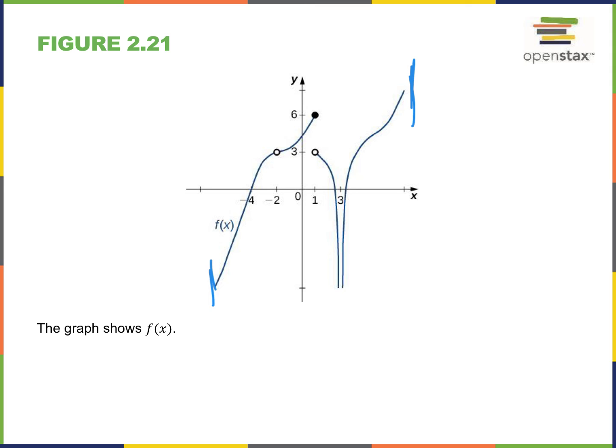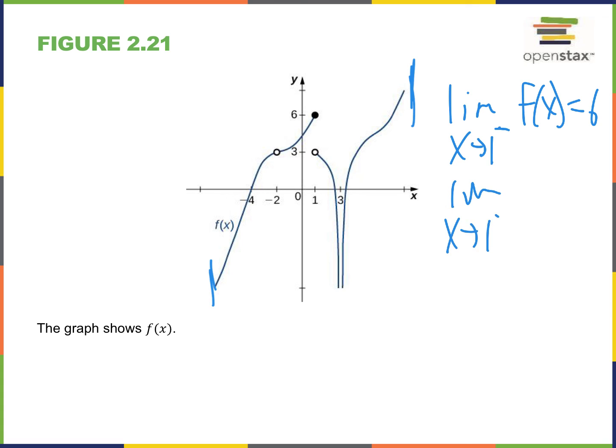So if I wanted to write that, I would write the limit as I approach 1 from the left for f of x. That equals 6. The limit as x approaches 1 from the right, notice the minus and the plus, of f of x. That equals 3. And then how about the limit as x approaches 1 for f of x?